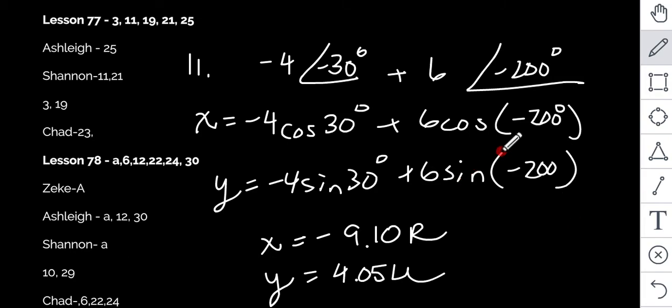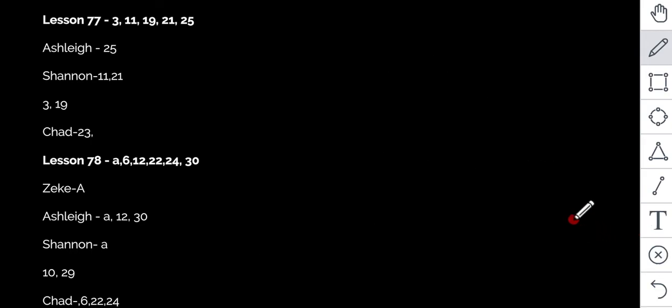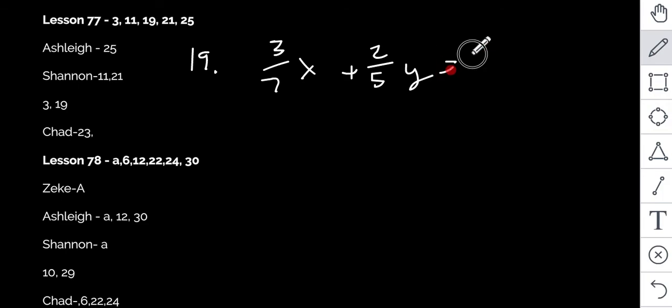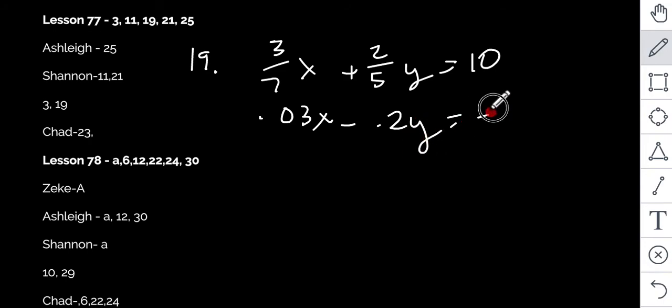Okay. Number 19. 19 is, oh, I hate these. You guys keep putting these up every week. I don't hate them. I mean, it's not like they're that difficult, but I feel like I do these all the time.